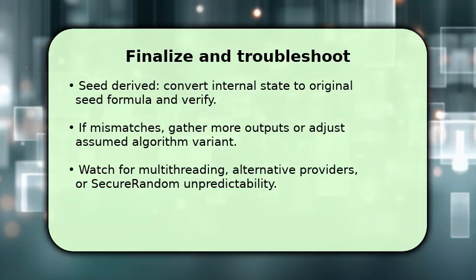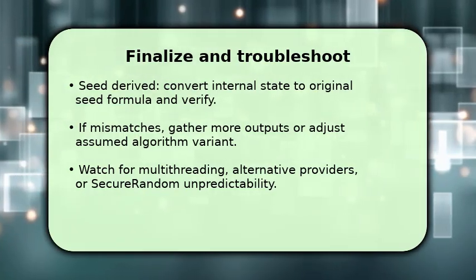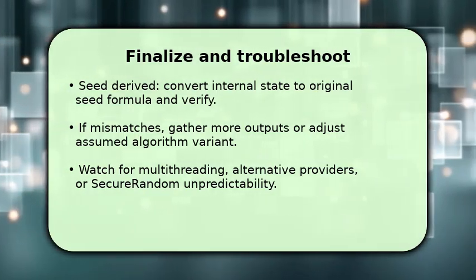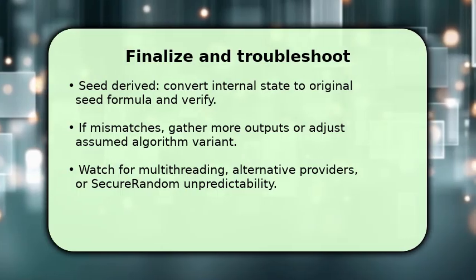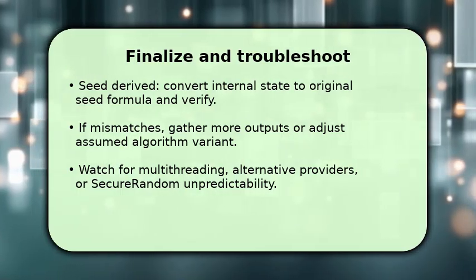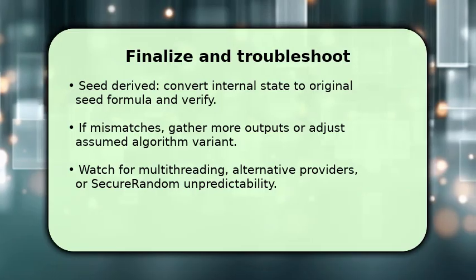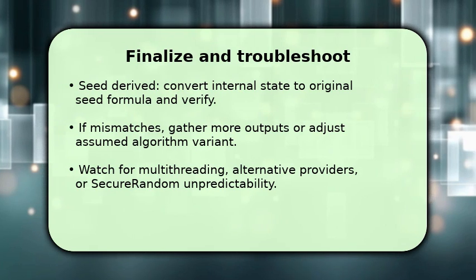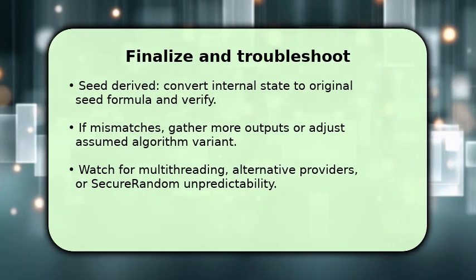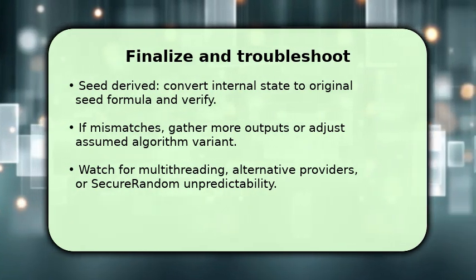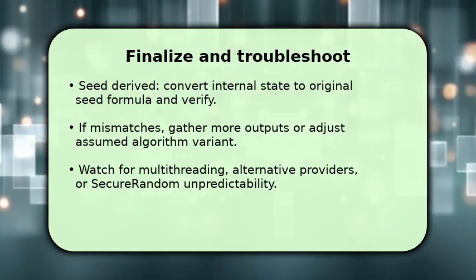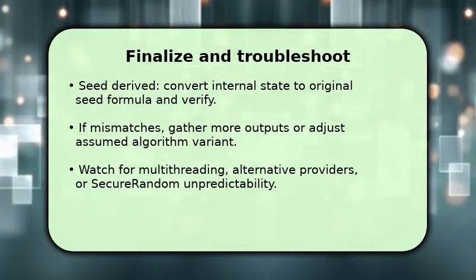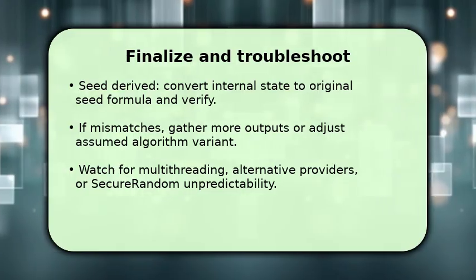If the sequence fails to match, expand your dataset with more consecutive outputs, check for off-by-one shifts in bit extraction, and ensure you accounted for Java's seed scrambling policy. One key troubleshooting tip: if runs are concurrent or use SecureRandom from the OS, results may be non-deterministic. Switch to single-threaded tests and java.util.Random for reliable results.